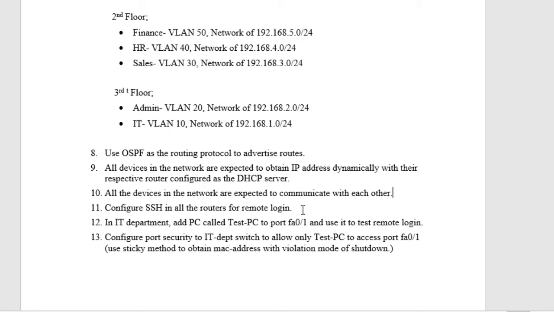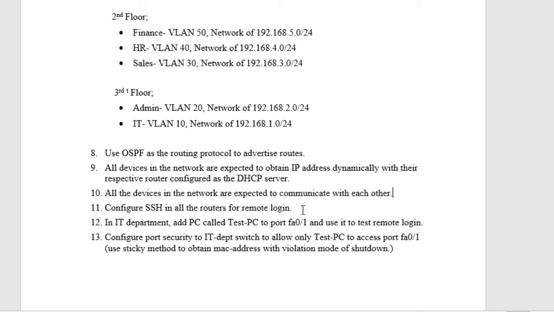Okay, then 4 to 6. Switchport mode access, then access VLAN 20. Then the trunk interface FA 0/1: switchport mode trunk. Do right. We're done, guys.